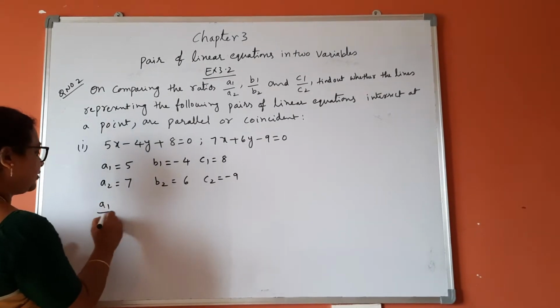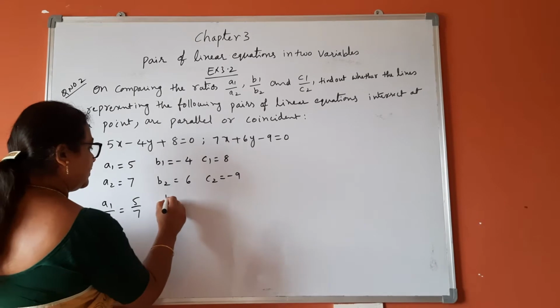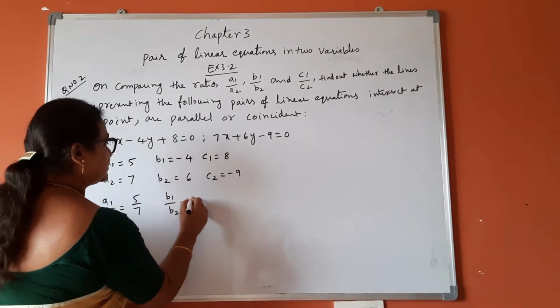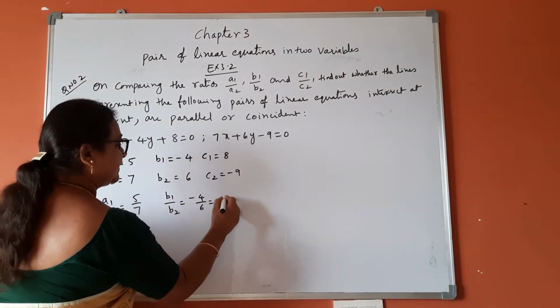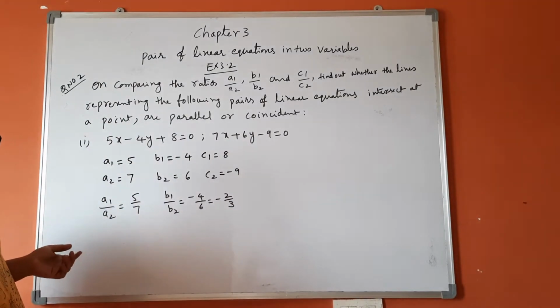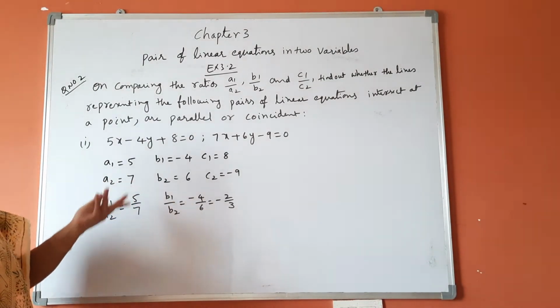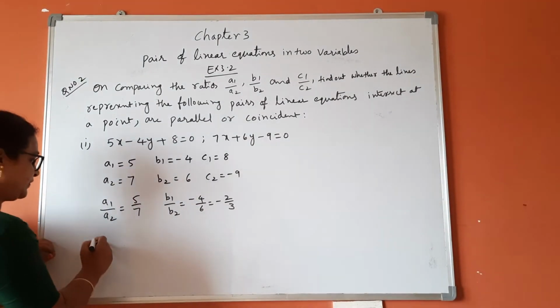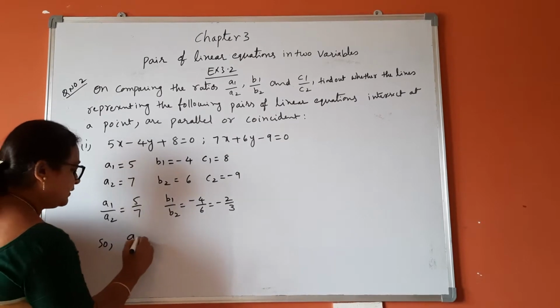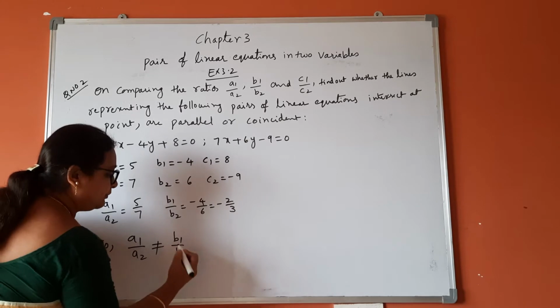Now we will find the ratio A1 by A2, that is 5 by 7, B1 by B2 is equal to minus 4 by 6, that is nothing but minus 2 by 3. It is very clear that A1 by A2 is not equal to B1 by B2, so no need to find C1 by C2. So, A1 by A2 is not equal to B1 by B2.